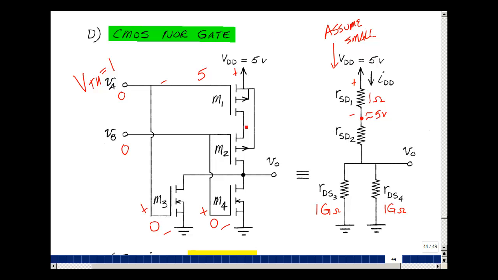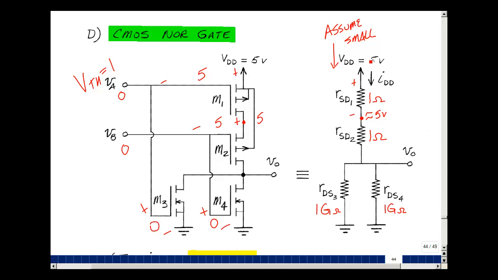Really pretty close to 5. But that also means that this is about 5 volts. Now the source to gate voltage would be 5 volts minus 0, or 5 volts. We're greater than threshold, so I'm going to guess that this is going to be an ohmic, and that would make this a very low resistance. Let's just check if we have a small current.